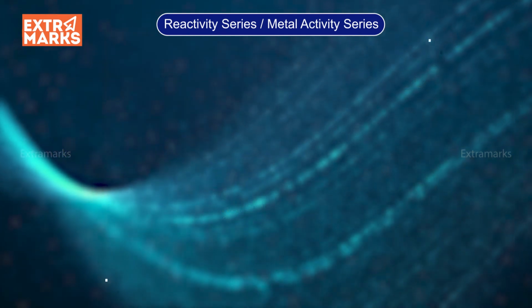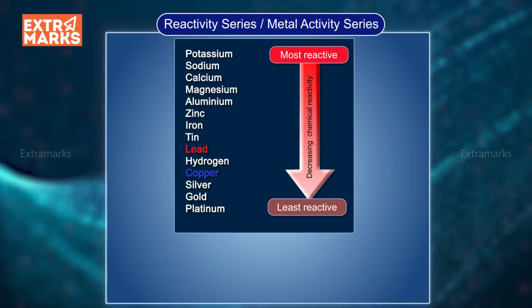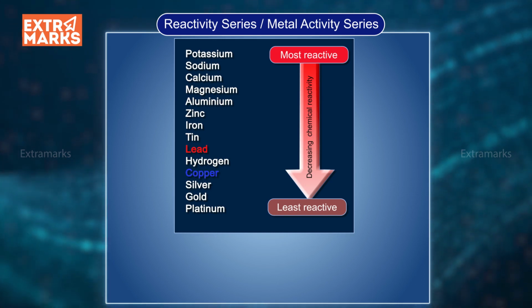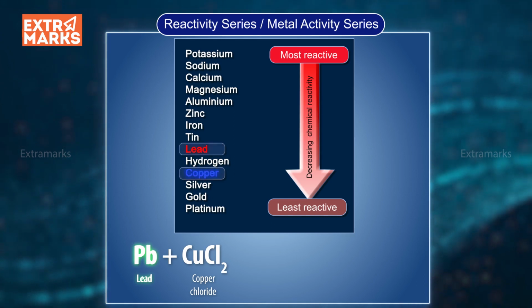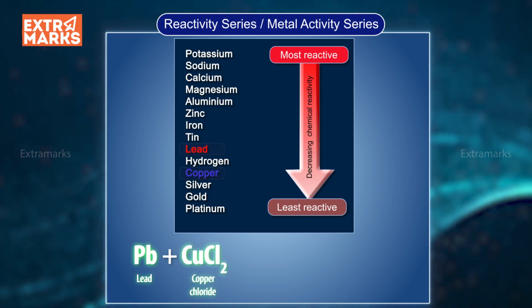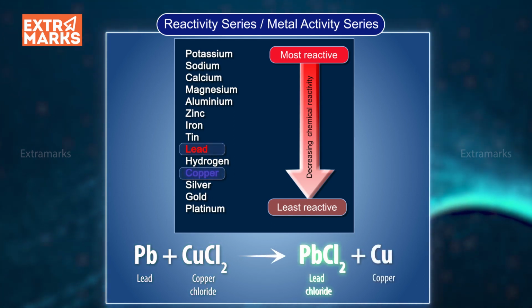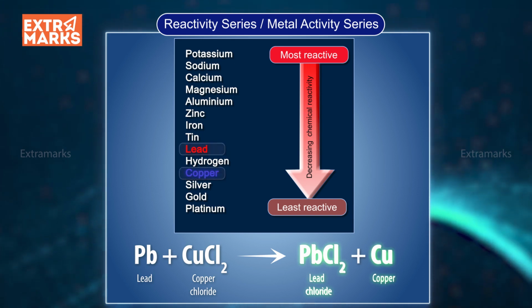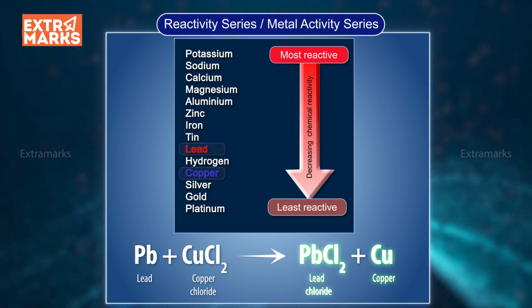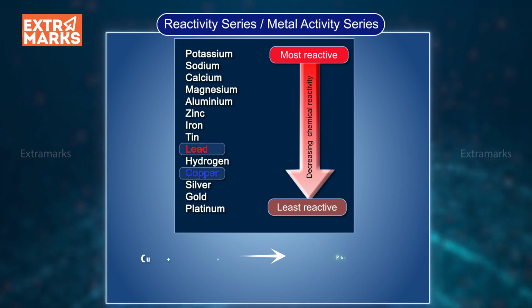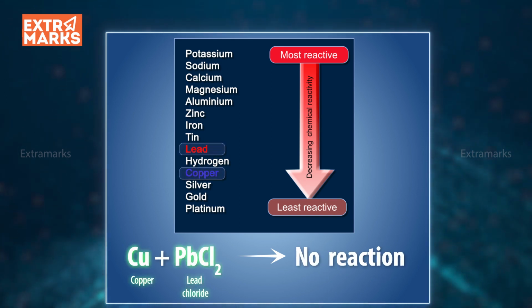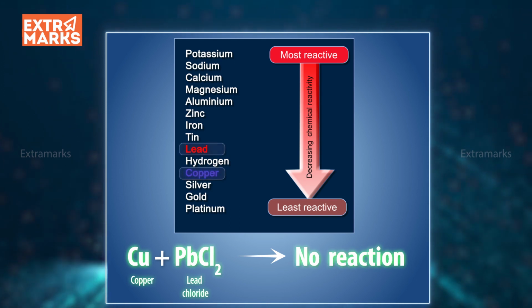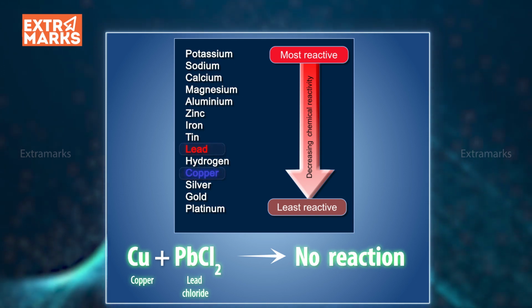Now, you know about the reactivity series. So, can you predict the products formed in the first reaction? When lead is made to react with copper chloride solution, lead-2 chloride and copper are formed. It means lead has displaced copper from its salt. Whereas in the second reaction, copper cannot displace lead from lead chloride solution as copper is less reactive than lead.